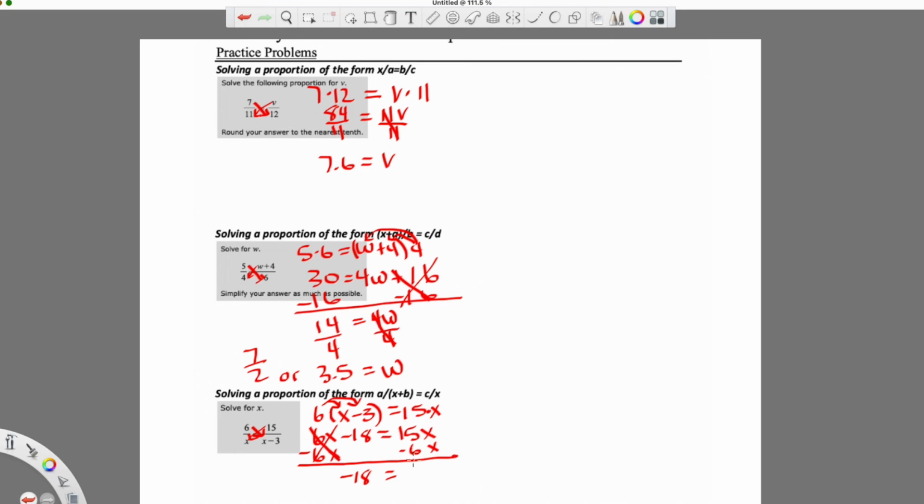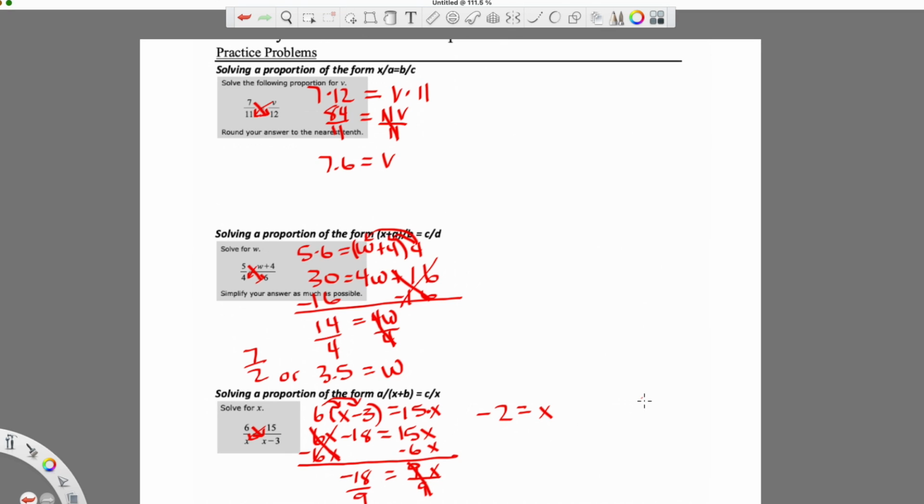We get 9x. So now I can do the multiplication piece. 9 times x, the opposite of multiplication is division. So negative 18 divided by 9, well, negative divided by a positive is going to be negative. 18 divided by 9 is 2. 9 divided by 9, any number divided by itself is 1. So x is left over. So x must be negative 2 in this case.